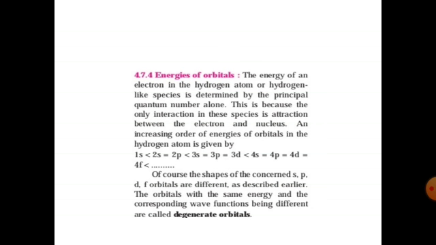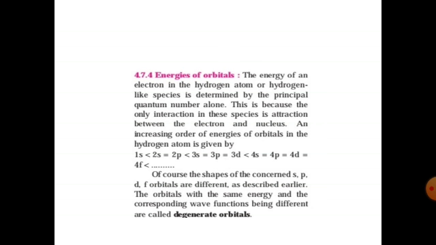An increasing order of energies of orbitals in the hydrogen atom is given by: 1s has the lowest energy, then 2s equals 2p, they both have the same energy. Then 3s, 3p and 3d have the same energy. Then 4s, 4p, 4d and 4f have the same energy, according to the electrons filling in each shell. Of course, the shapes of the s, p, d, f orbitals are different, as described earlier.